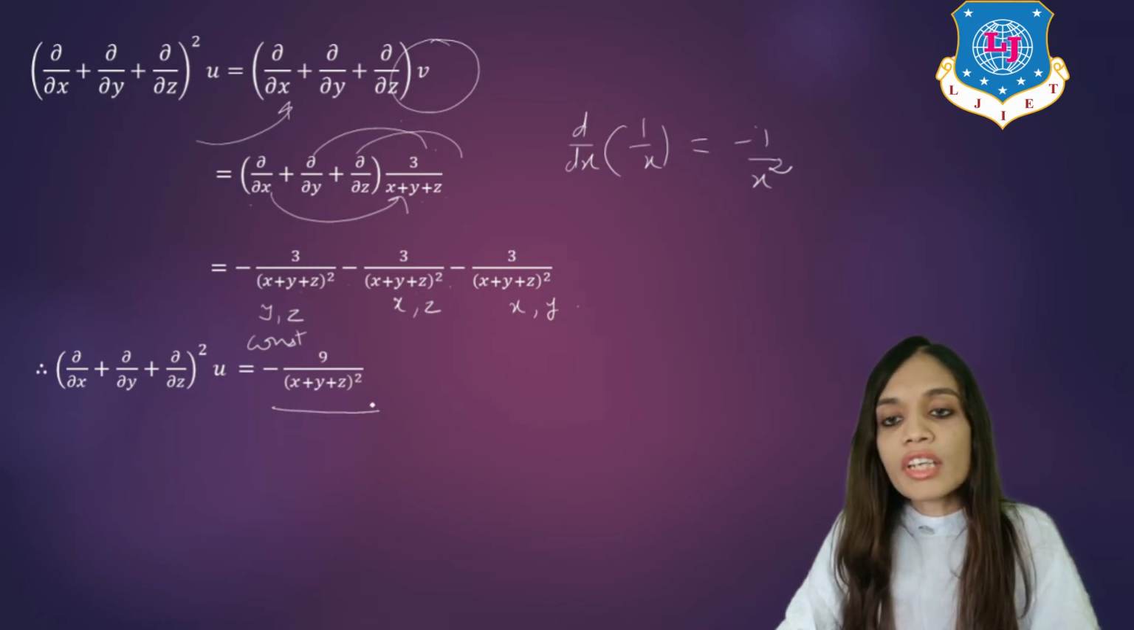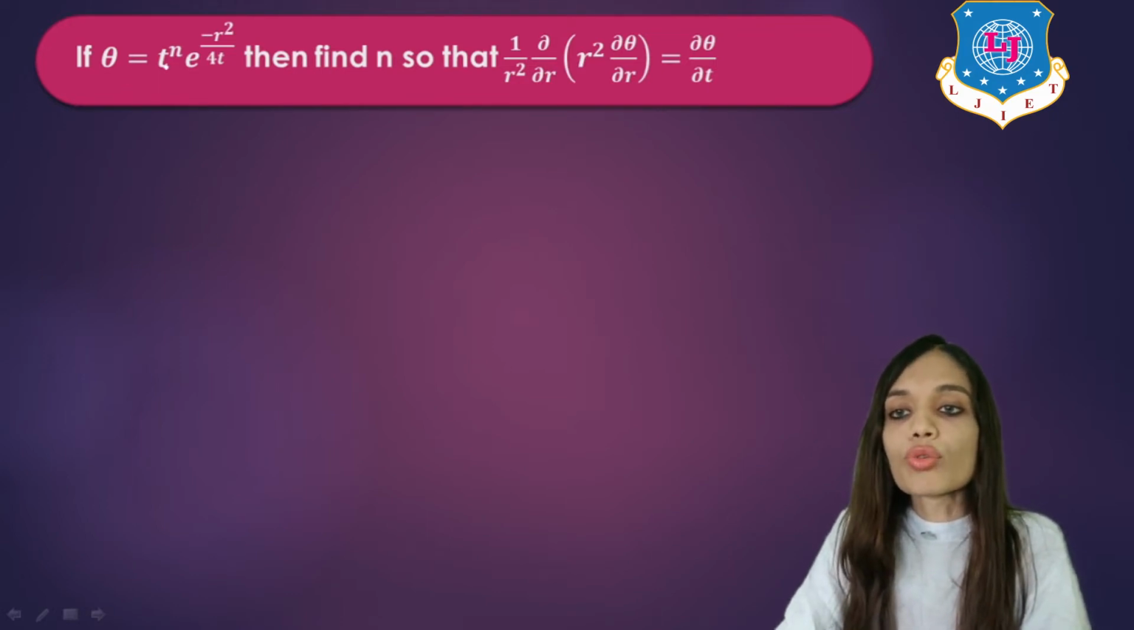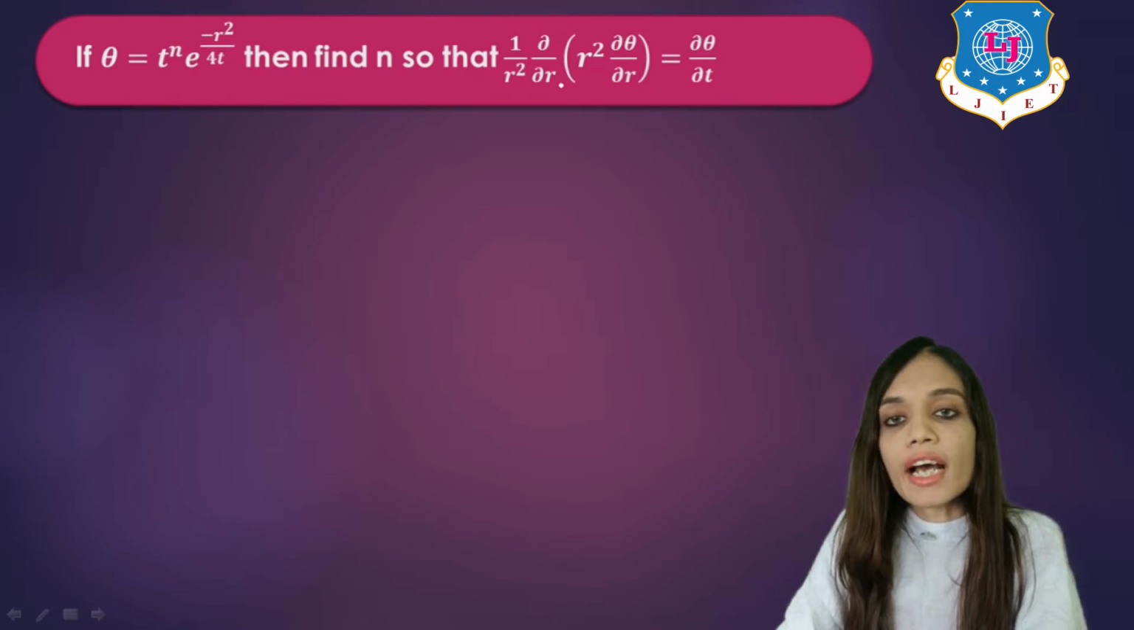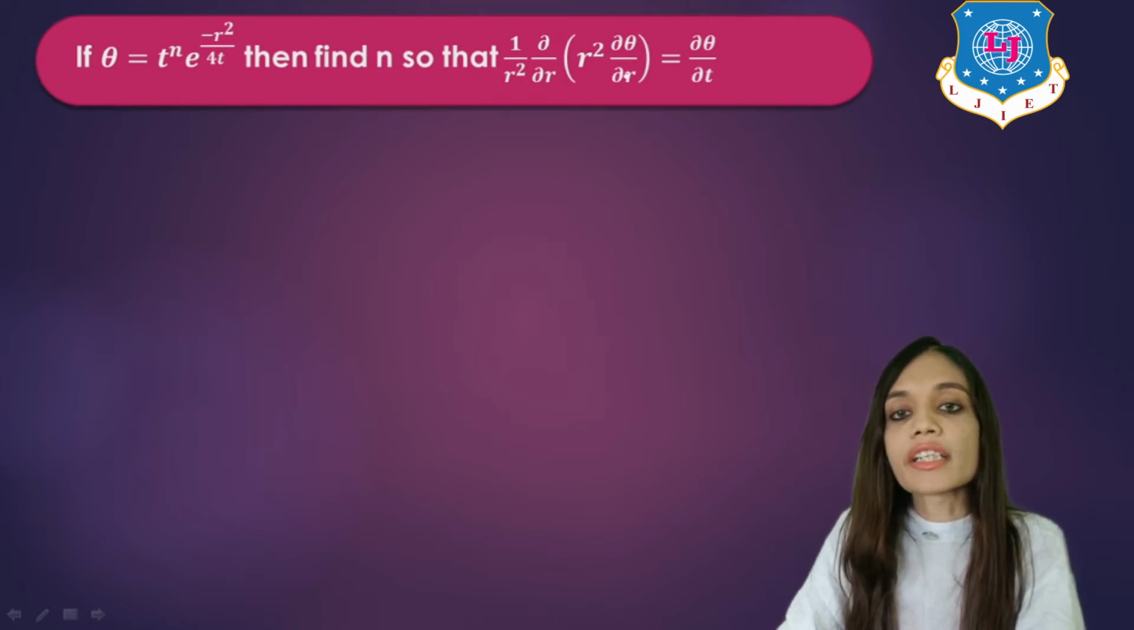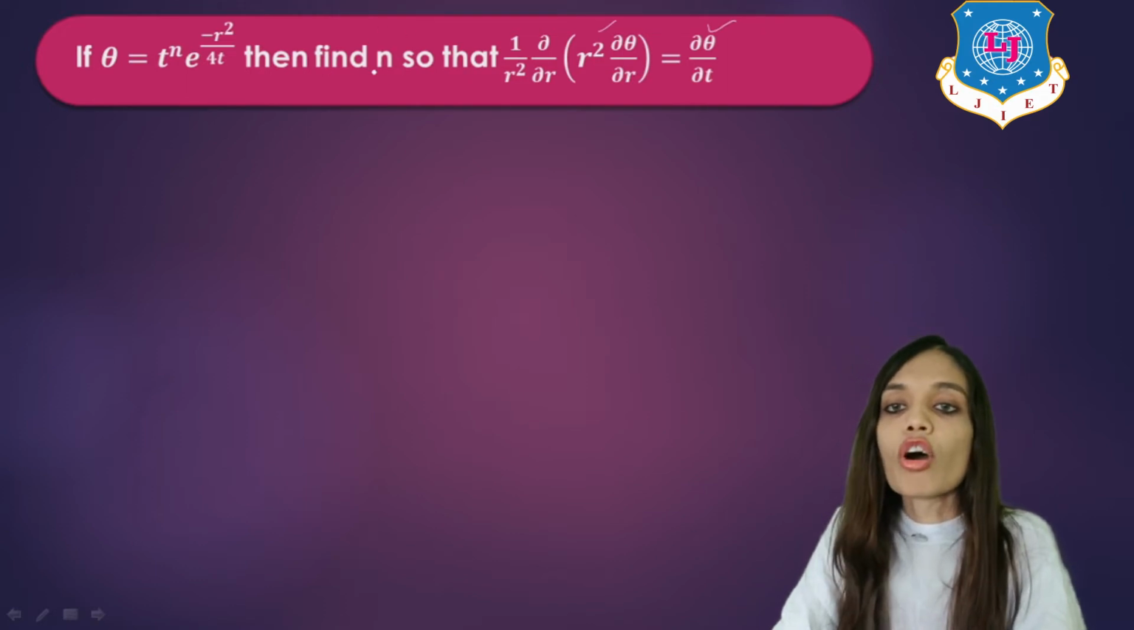Next, let us move on to our next example, that is, if theta is equal to t raised to n into e raised to minus r square upon 4t, then find n so that 1 upon r square into del by del r of (r square times del theta by del r) is equal to del theta by del t. So you have to compare these two and then find the value of n.